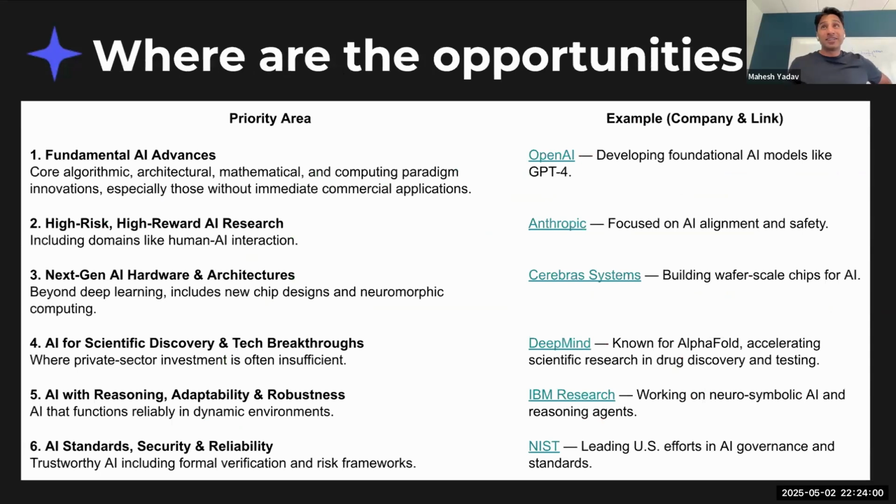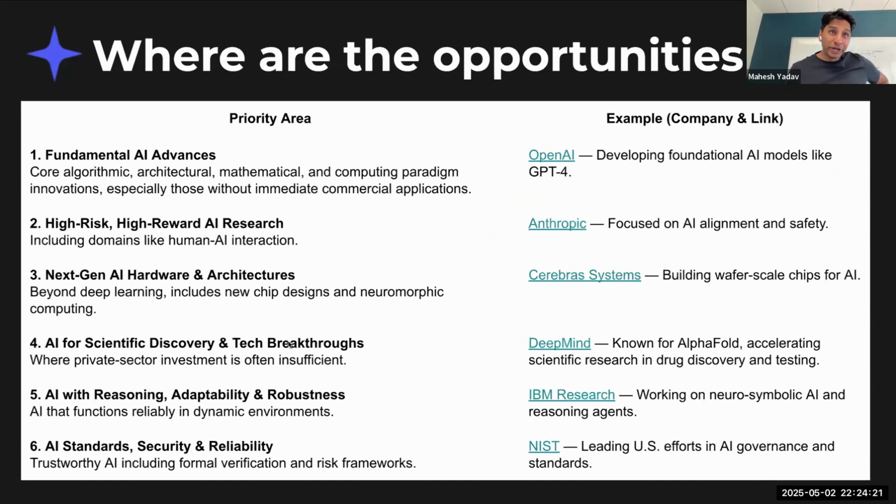Okay, then where are the opportunities? I listed 12 here. Fundamental AI research: high risk, high reward AI research, like Anthropic is doing, which is about AI alignment and safety. Huge risk here. If you don't do it, it's okay. But if you do it, it's a lot of money.